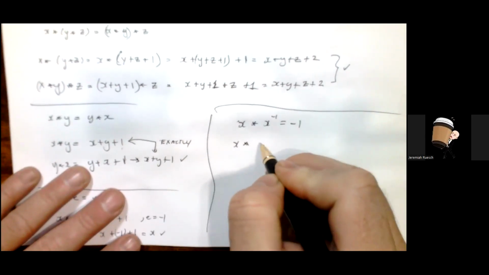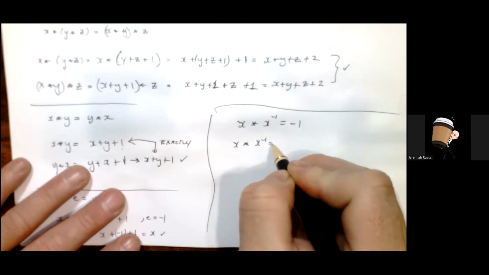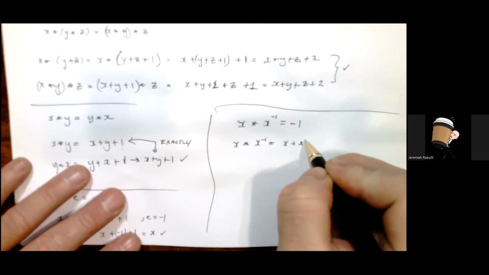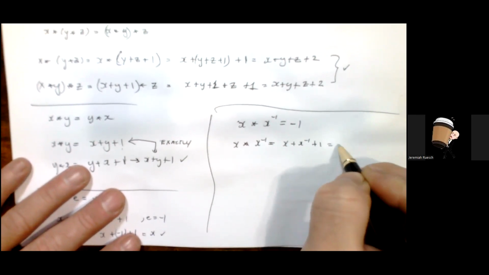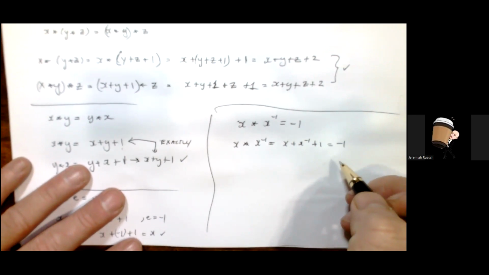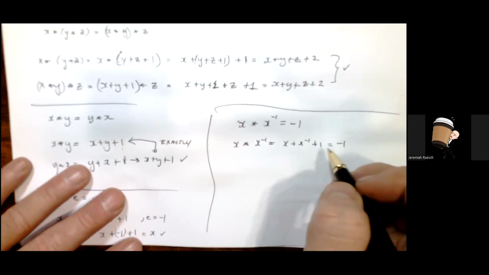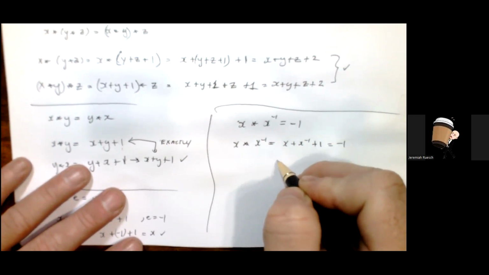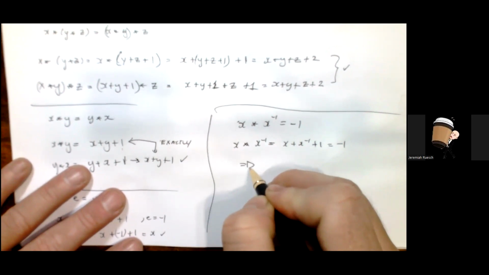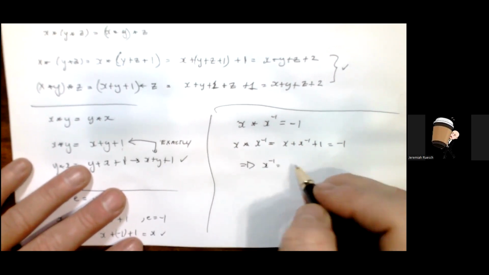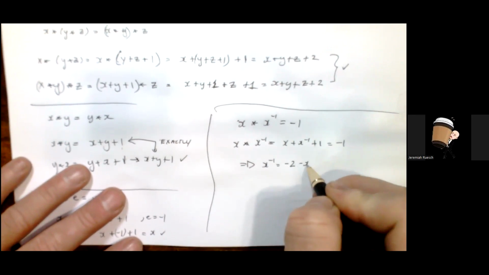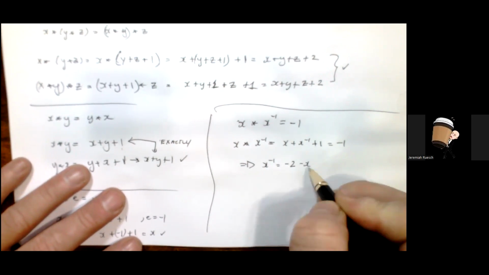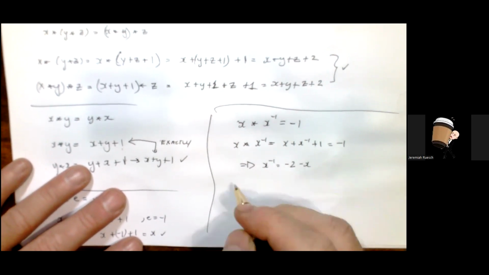So X star X inverse is equal to X plus X inverse plus 1. And we want to equal that to -1. Okay, and so what would that mean? It looks like if we subtract 1 and subtract X from both sides, then this would imply that X inverse is equal to a -2 minus X. And so that would be the inverse element for any object X.